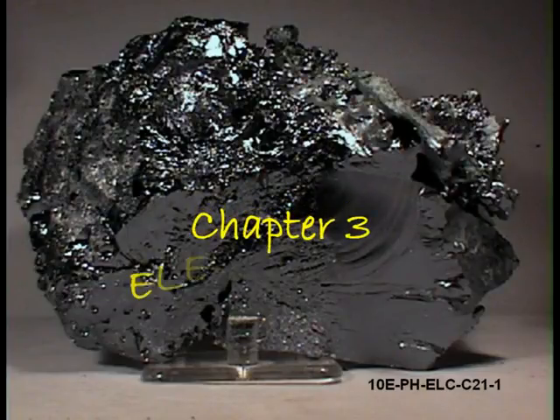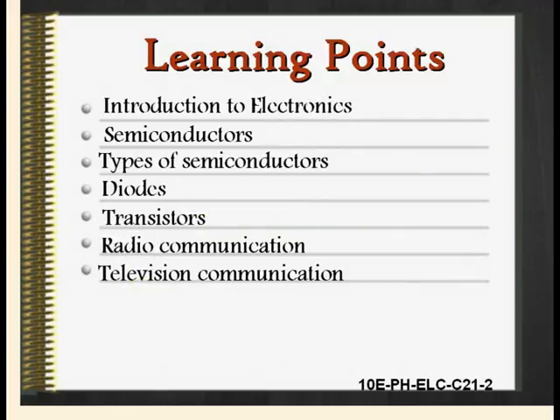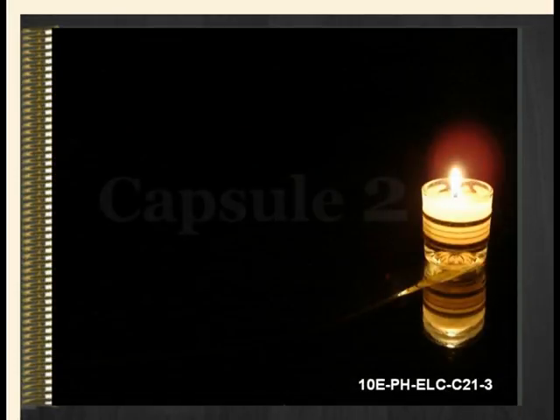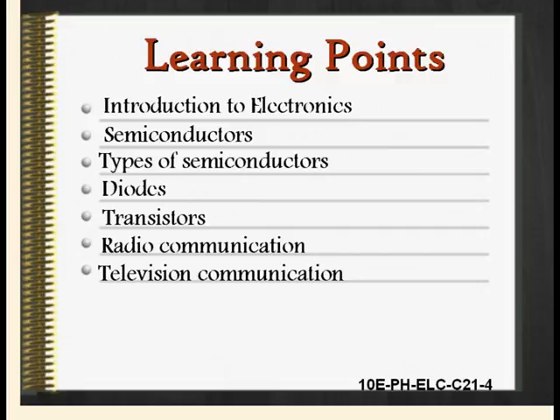Chapter 3, Electronics. In the previous capsule, we have studied Introduction to Electronics, Semiconductors and Types of Semiconductors. Capsule 2. In this capsule, we are going to study diodes and transistors.